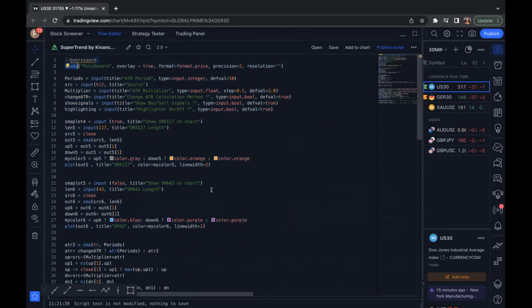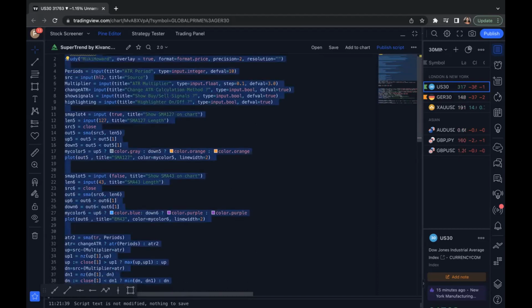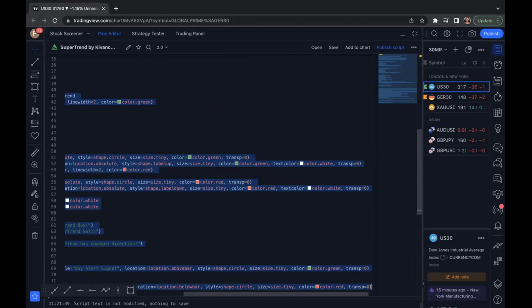Didn't I convert this to version 5? No, is that the one? No, I'm yet to change it to version 5. I'm yet to change it, please. Which one is this one? Is it the one in your TradingView? Sorry, that's the one in your TradingView, isn't it?